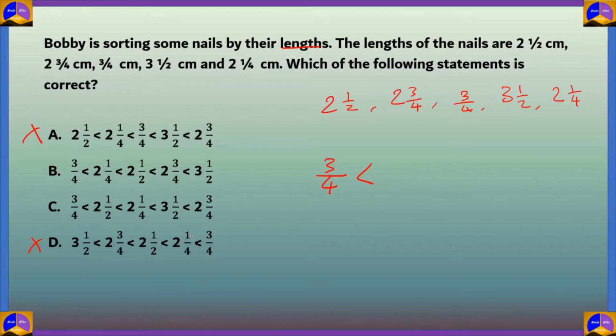Next, looking at the unit digits, we have 2 in 3 numbers, and 3 in 1 number. 2 is less than 3, so the number with 3 will be the biggest of the whole numbers. The only option with 3 1 by 2 as the biggest and 3 by 4 as the smallest is option B. So option B is the correct answer. 3 by 4 is less than 2 1 by 4 is less than 2 1 by 2 is less than 2 3 by 4 is less than 3 1 by 2.